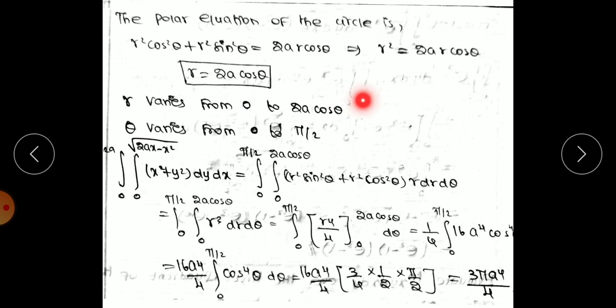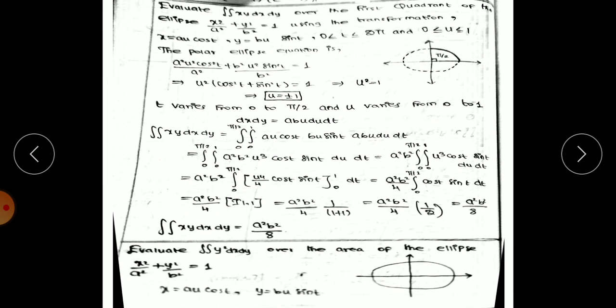So r equal to 2a cos theta. Now r varies from 0 to 2a cos theta. Theta varies from 0 to pi by 2. So just apply and get the answer. Next one is the ellipse. How it plays a role in the elliptical shape.